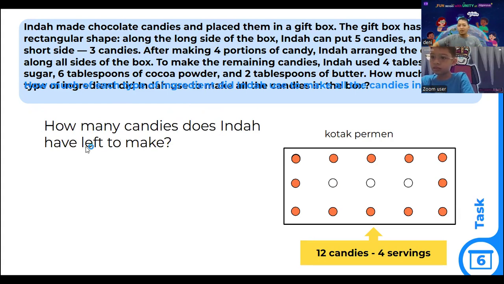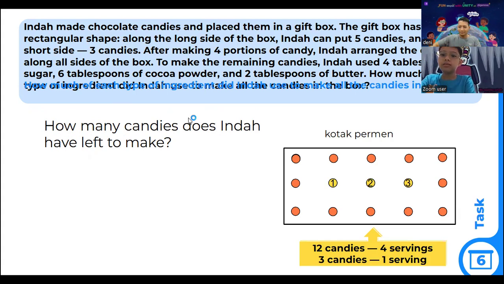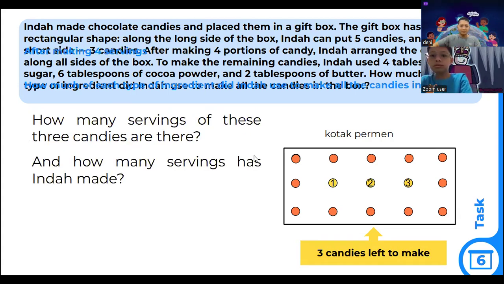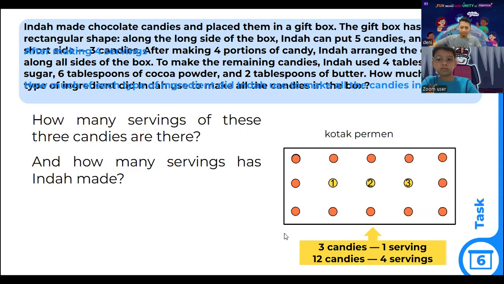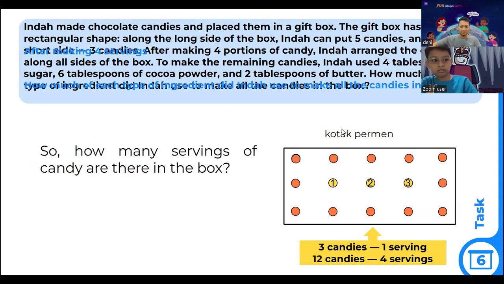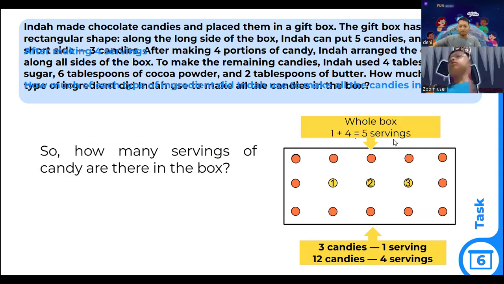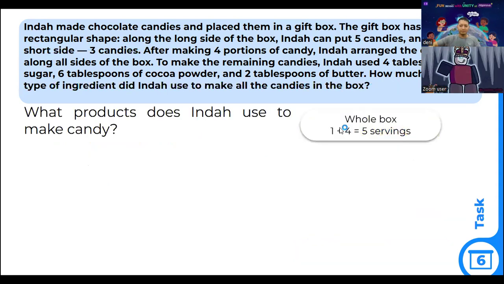Okay. So, how many candies does Indah have left to make? Three, only three. And how many servings has Indah made? I think it's just before. 12 candies for servings. So how many servings of the candy are there in the box? 1 plus 4 equal 5.